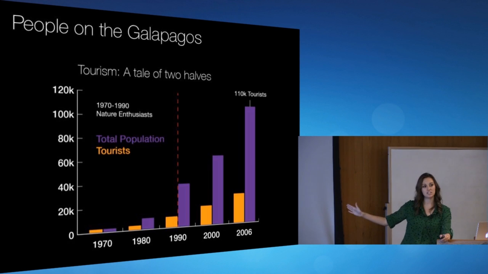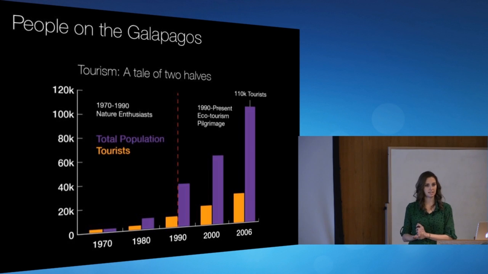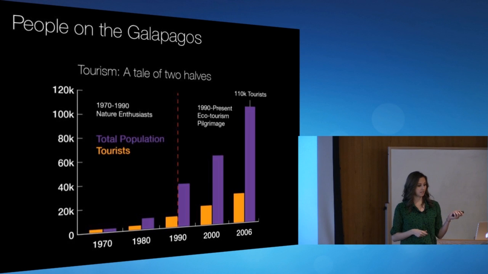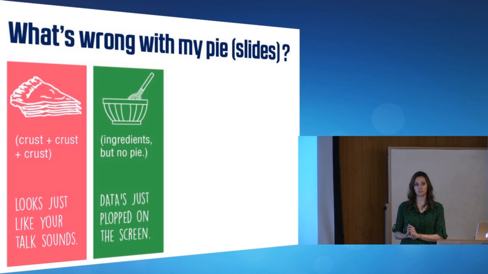So up until 1990, you just have nature enthusiasts who are going to the Galapagos, and then now it's ecotourism pilgrimages. And so she's able to show the numbers first before explaining the meaning behind the numbers. And that is how to deal with data.